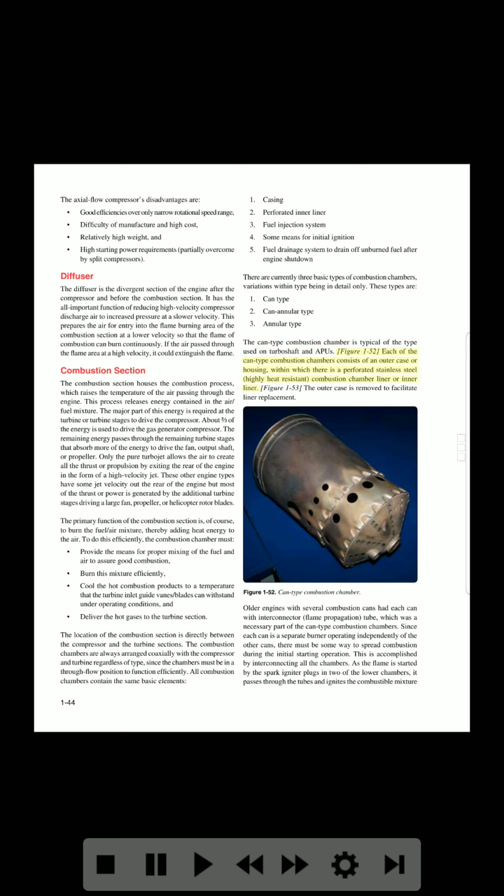Figure 1-52. Each of the can type combustion chambers consists of an outer case or housing, within which there is a perforated stainless steel, highly heat resistant combustion chamber liner or inner liner. Figure 1-53. The outer case is removed to facilitate liner replacement. Figure 1-52. Can type combustion chamber. Older engines with several combustion cans had each can with an interconnector, a flame propagation tube, which was a necessary part of the can type combustion chambers.